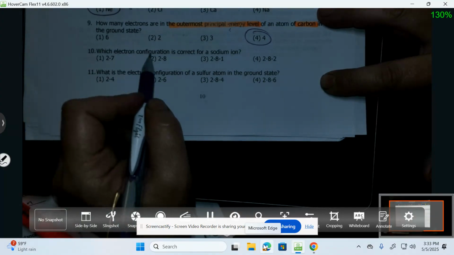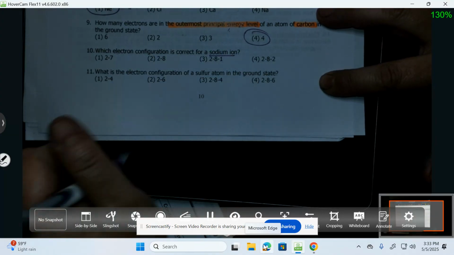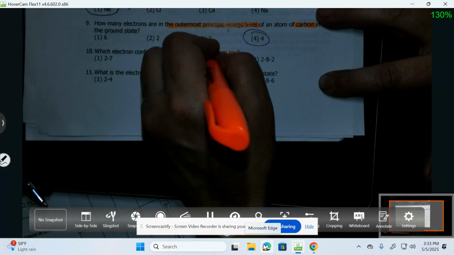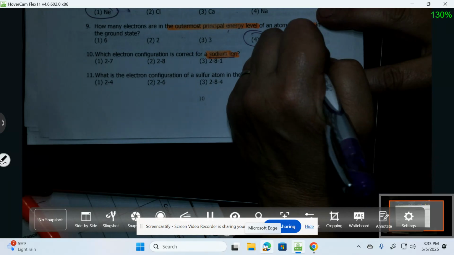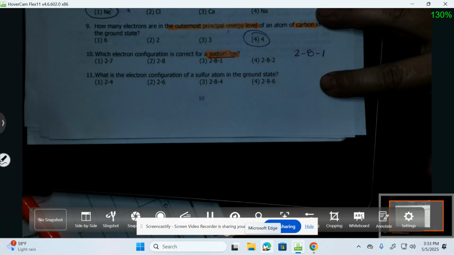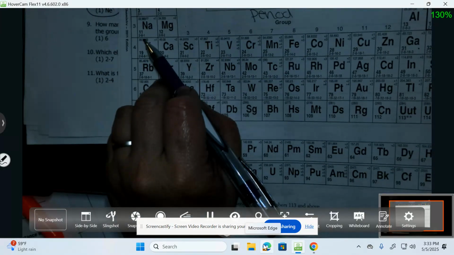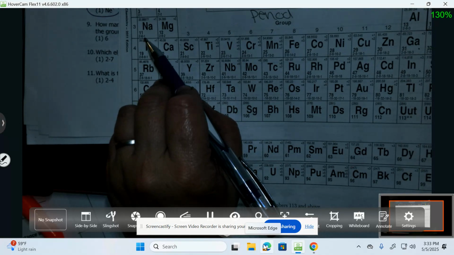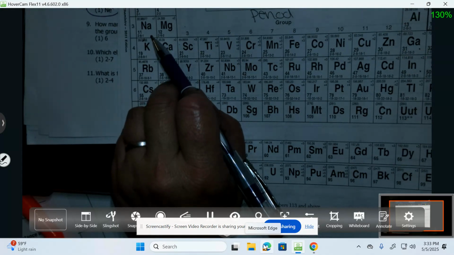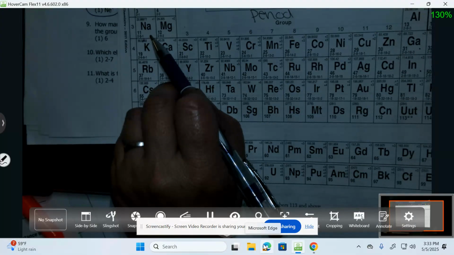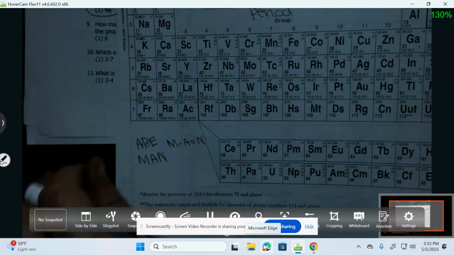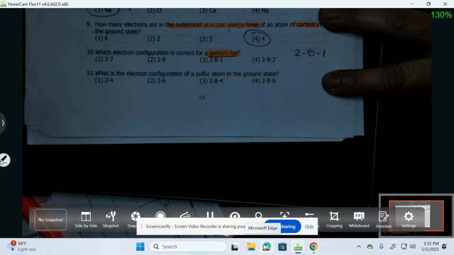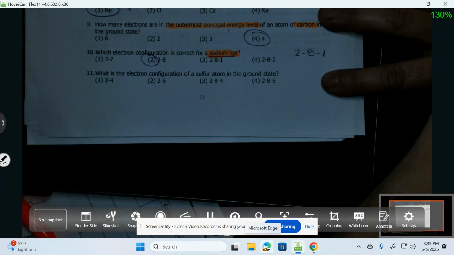All right. What's the electron configuration for a sodium ion? Okay. Sodium atom is going to be 2, 8, 1. The atom is neutral. 2, 8, 1. If it's an ion, it's going to lose this 1 electron on the outside valence shell. So it's going to become 2, 8. They want to know the charge of it, or they want to know the electron configuration? Electron configuration, 2, 8.